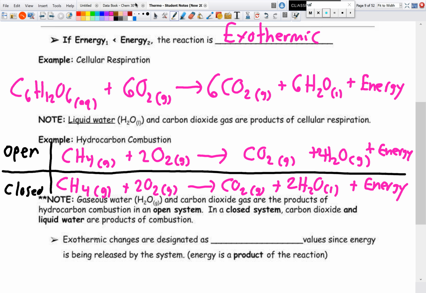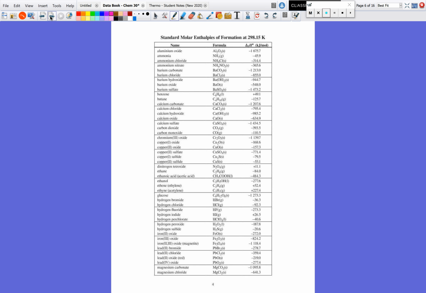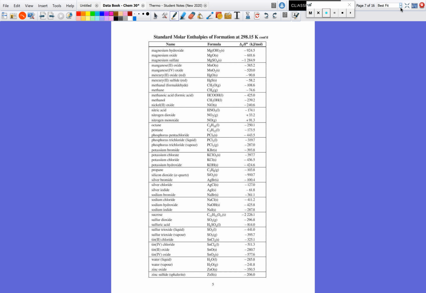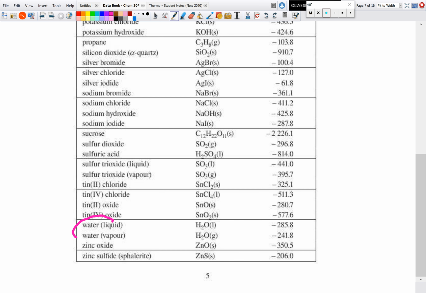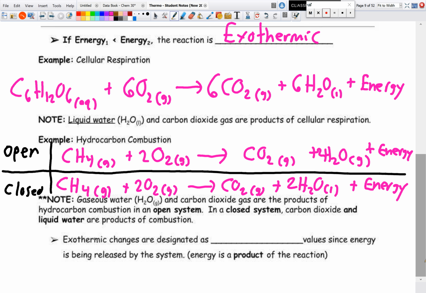Especially when we get going, just to give you an idea as well, it's going to get brought up later. The reason why we need to take note of that is that when you look on your data booklet here, water, if you're forming liquid water or water vapor, they have two different enthalpies of formation. So that means that we can tell right here it takes more energy to form liquid water than it does water vapor. So that's going to affect our calculations if you put in the wrong one.